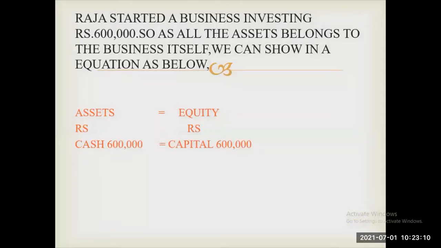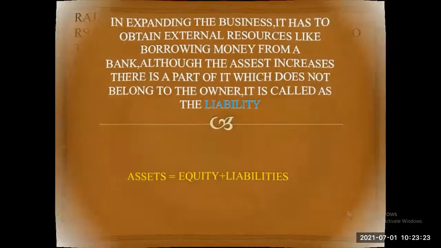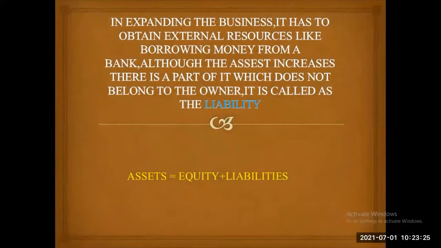For example, Raja starts a business investing rupees 600,000. It becomes the capital, 600,000, and it is the equity of the business. When the business expands, it needs more money. That means they have to find more assets. Then it will create a liability. Liability means the asset which does not belong to the business itself. So, anyhow, it makes the asset increase.